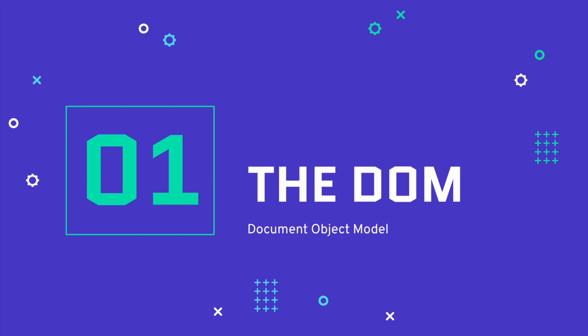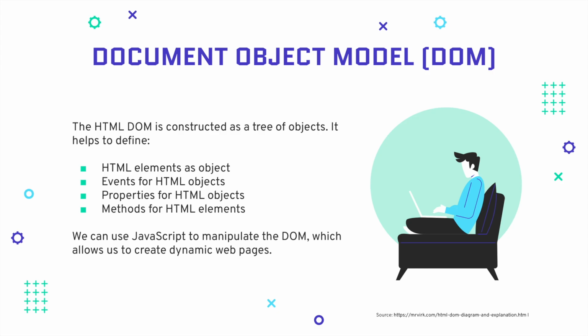Before we begin, I'm going to introduce a new concept called the DOM. DOM in this instance stands for Document Object Model. Specifically, we're talking about the HTML DOM. The HTML DOM is constructed as a tree of objects. It helps to define HTML elements as objects, events for HTML elements as objects, properties for HTML objects, methods for HTML elements. And the reason this is important is because then we can use JavaScript to manipulate that DOM and create very dynamic web pages.